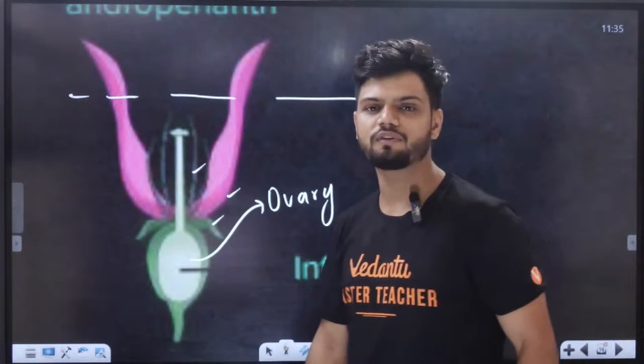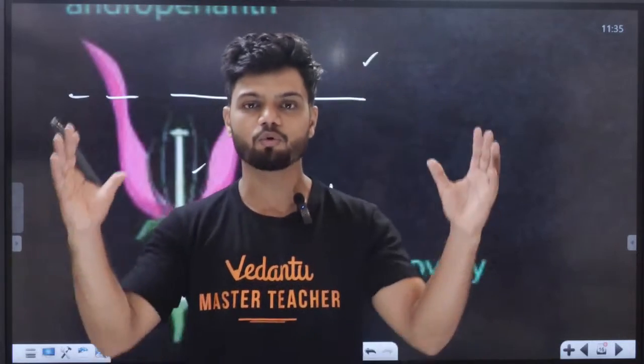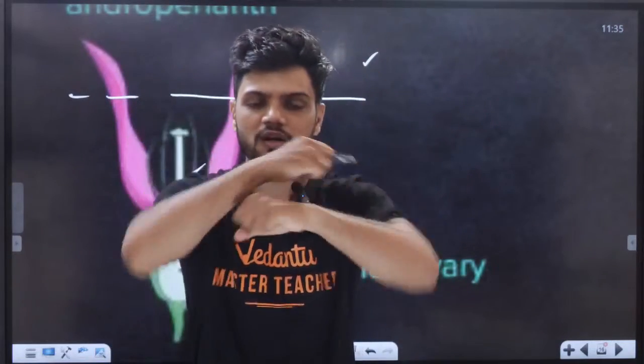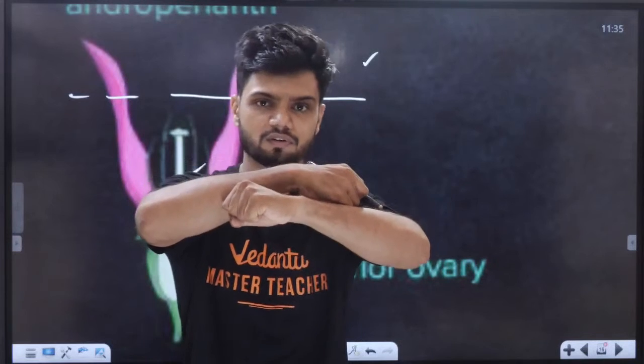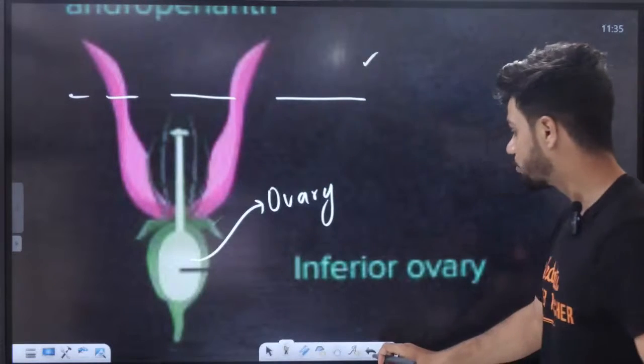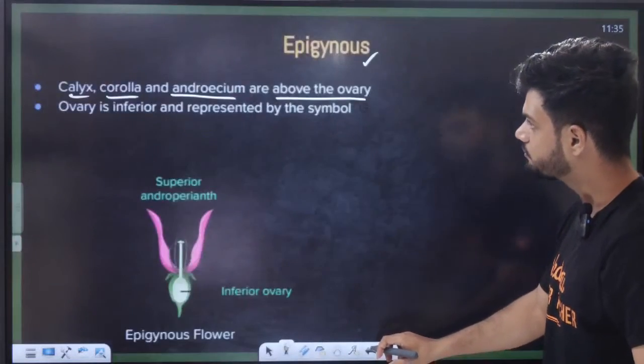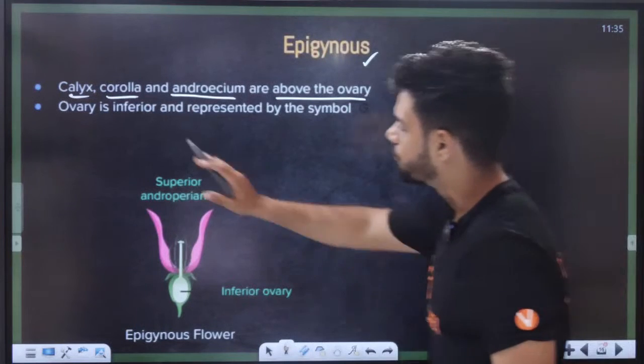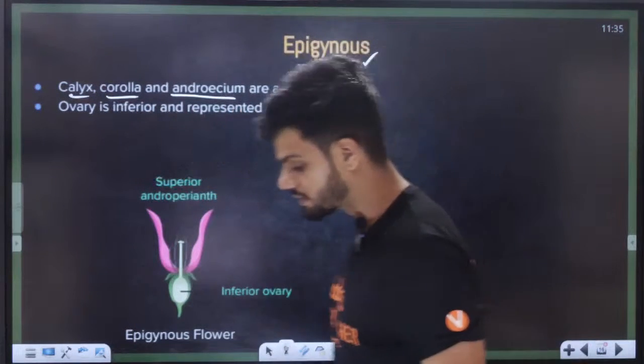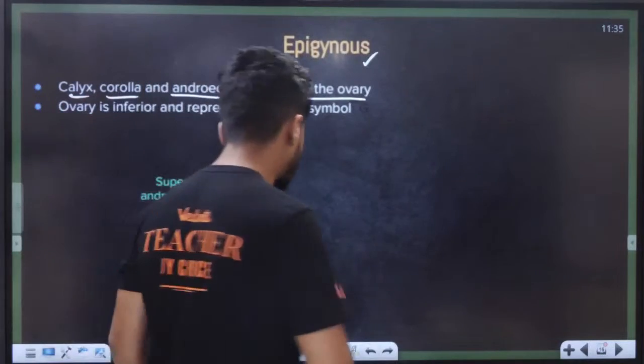Inferior ovary, students. When the ovary has been completely engulfed, completely covered by the other whorls here, it is called an inferior ovary. So the ovary is inferior, and it is represented by a symbol. Students, tell me, what should the symbol be right now?